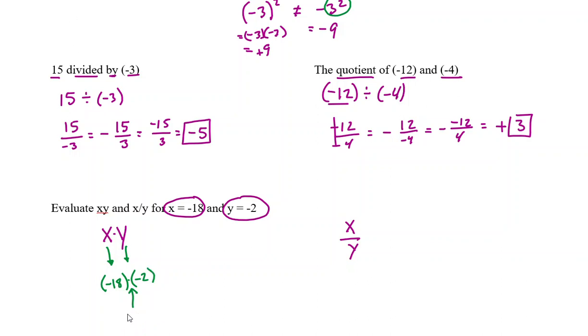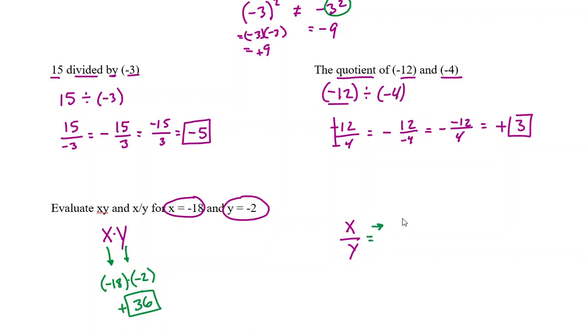It's not always necessary to put parentheses, but it's usually a good rule of thumb just to put them in, just to make sure, and then you can evaluate and see if they are really needed. Well, negative 18 times negative 2, they're both negative. Two negatives equal a positive, and 18 times 2 is 36. Okay, what about the quotient?